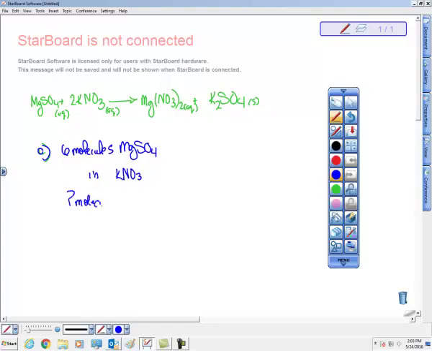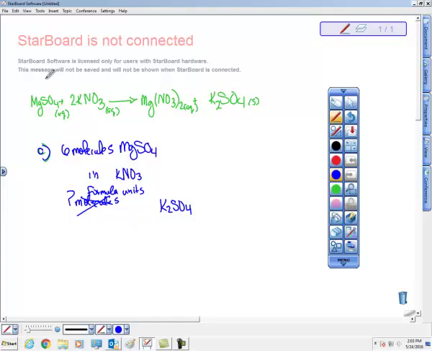And I don't like the word molecules. I would actually call this an ionic compound because K2SO4 is ionic. I'd probably just change that. Guys, typo. Let's call those formula units. How many formula units of K2SO4 can I make?